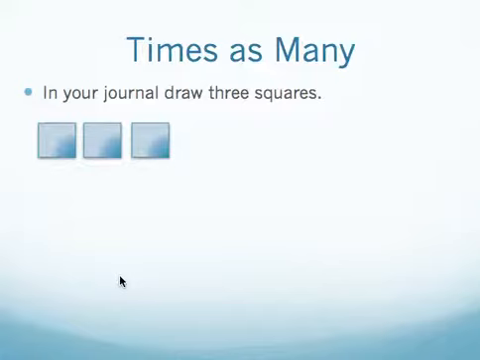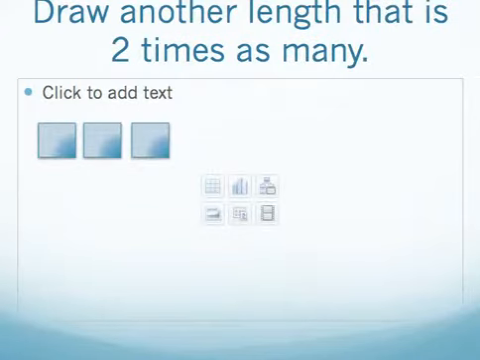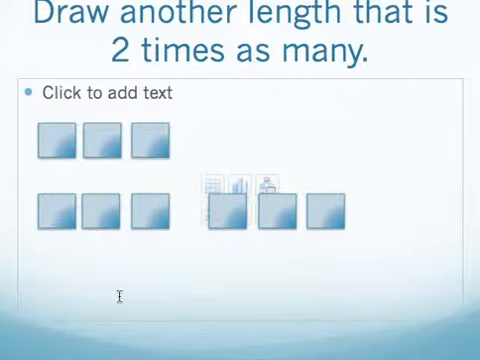So let's do a little bit of practice. In your journal, I want you to write down 3 squares like I have, and we're going to practice times as many. So go ahead and pause the video to draw your 3 squares. All right, now I want you to draw another length that is 2 times as many. I know we're comparing, so you need to draw a separate stack or a separate length. Go ahead and pause the video to draw it. If you did that correctly, you drew another one down here and you showed this 2 times. 1 time, 2 times.